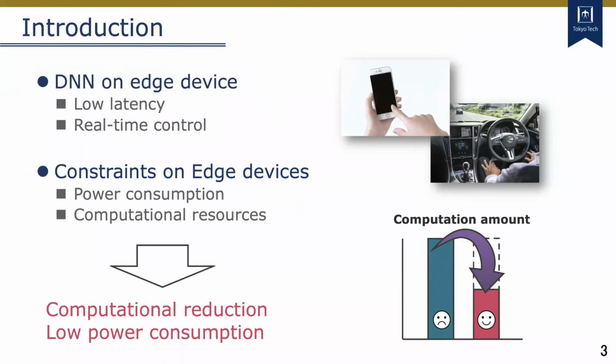In recent years, DNNs provide high accuracy for a variety of tasks and are used in many applications. DNNs in edge devices have features such as low latency and real-time control. However, edge devices are constrained by power consumption and computational resources. So reducing the huge amount of computation in DNNs is an important issue in edge devices. It is required to achieve the desired inference performance with lower energy consumption while satisfying the severe constraints of power consumption and computational resources.